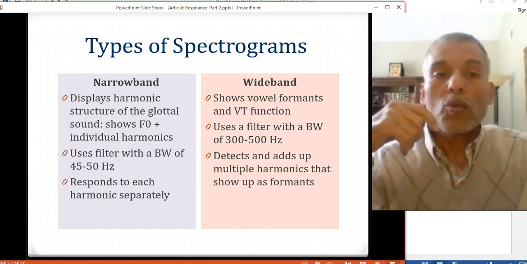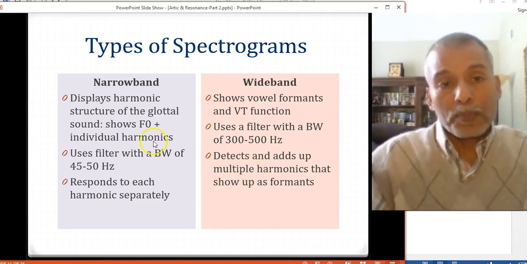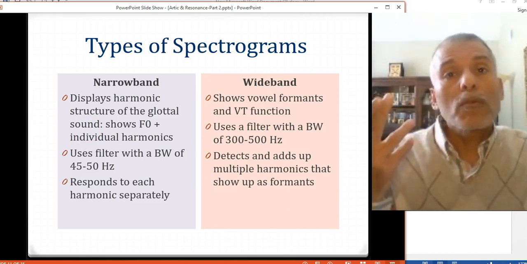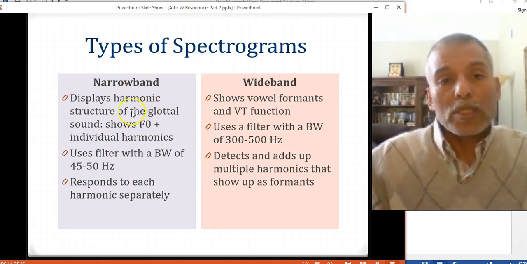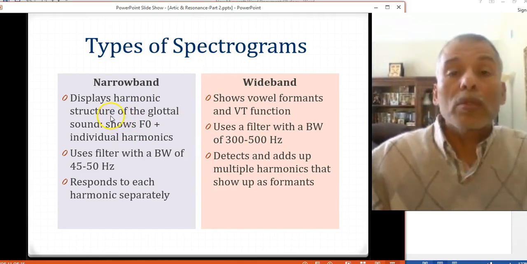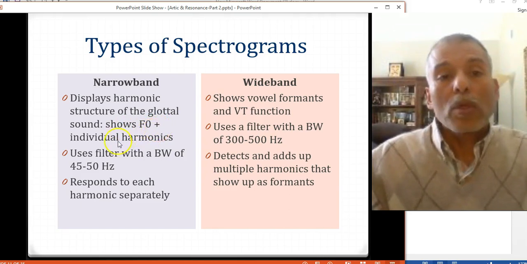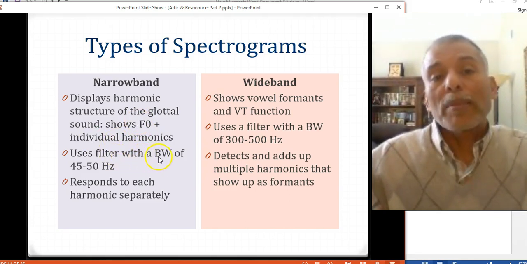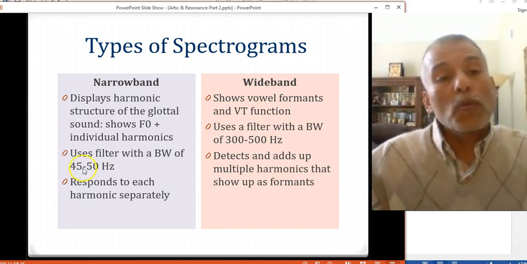So narrowband spectrograms display harmonic frequencies of the glottal sound. What is the glottal sound? It is the sound that is produced by the vocal folds. So narrowband spectrograms display the values of the vocal fold harmonics, which is 200, 300, 400, and so on. It shows the fundamental frequency of the vocal fold in addition to the individual harmonics. It uses a filter that has a bandwidth of approximately 45 to 50 hertz.